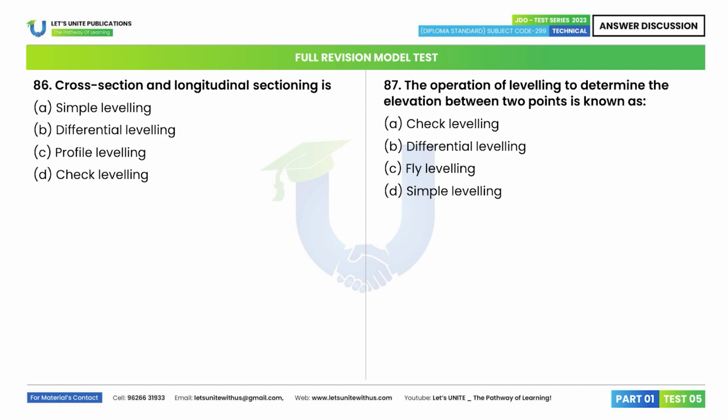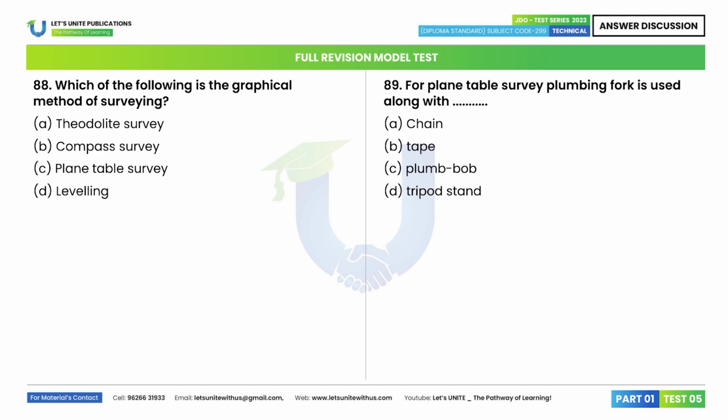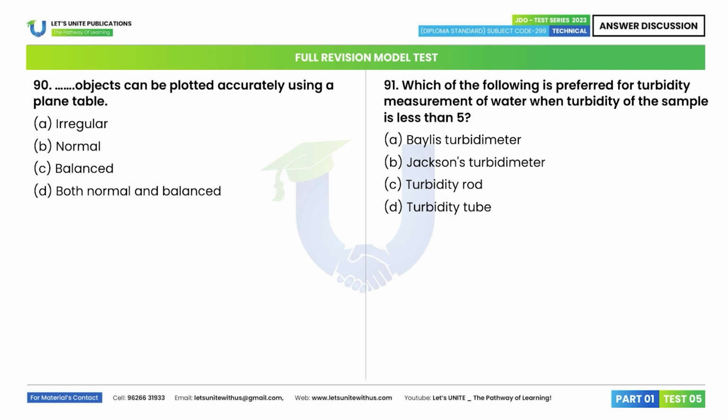86th question. Cross section and longitudinal sectioning is called profile leveling. Option C. 87th question. The operation of leveling to determine the elevation between two points is known as differential leveling. Option B. Next, 88th question. Which of the following is the graphical method of surveying? Graphical method is plane table method. Option C. 89th question. For plane table survey, plumbing fork is used along with plumb bob. Option C. 90th question. Such objects can be plotted accurately using a plane table: irregular objects. Option A.